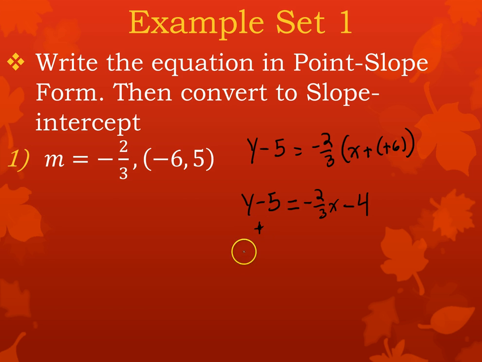Then we add 5 to both sides. y equals negative 2/3 of x. When I add 5 to negative 4, we get positive 1.